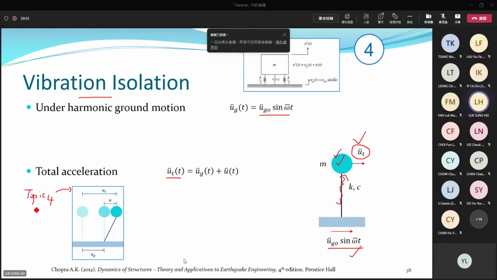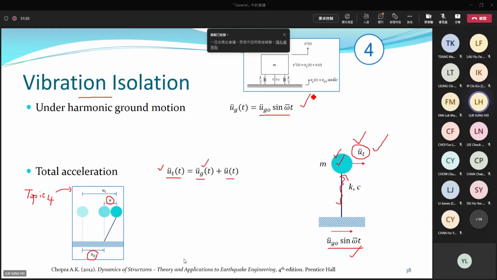Topic 4, for structures under ground movement, we have two components. One is the ground movement component. The other one is the relative movement of the structure. Total displacement means the summation of u plus ug. Same for acceleration. Total acceleration is equal to the ground acceleration plus the relative acceleration of the structure, two parts. So if you want to know the acceleration felt by this object, you have to find out the ground acceleration. Ground acceleration is some given number. u double dot g is given.